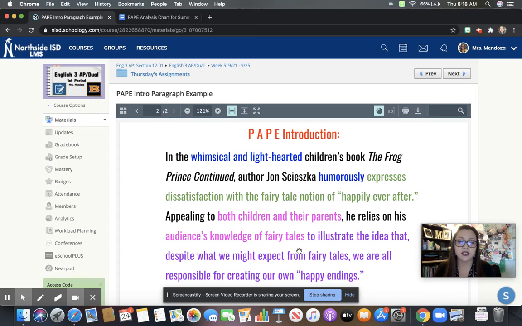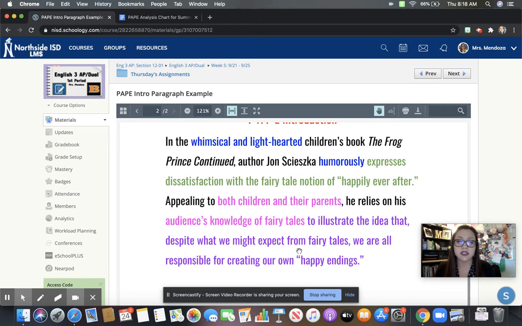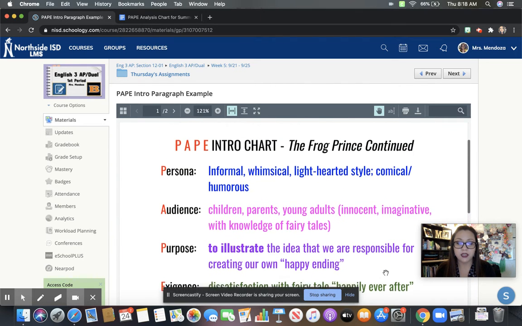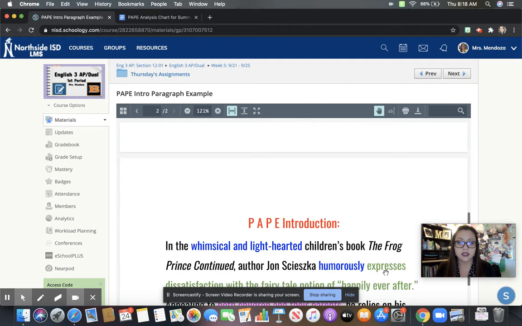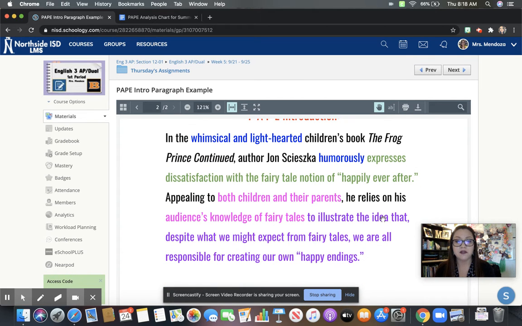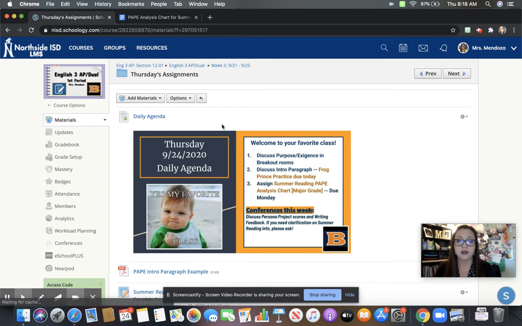expresses dissatisfaction with the fairy tale notion of happily ever after. Appealing to both children and their parents, he relies on his audience's knowledge of fairy tales to illustrate the idea that despite what we might expect from fairy tales, we are all responsible for creating our own happy endings. So you'll notice it's essentially what I put here. I was just able to synthesize it together in one introductory paragraph that is color-coded for the four different elements of the rhetorical situation. So that is the expectation today when you turn that in.